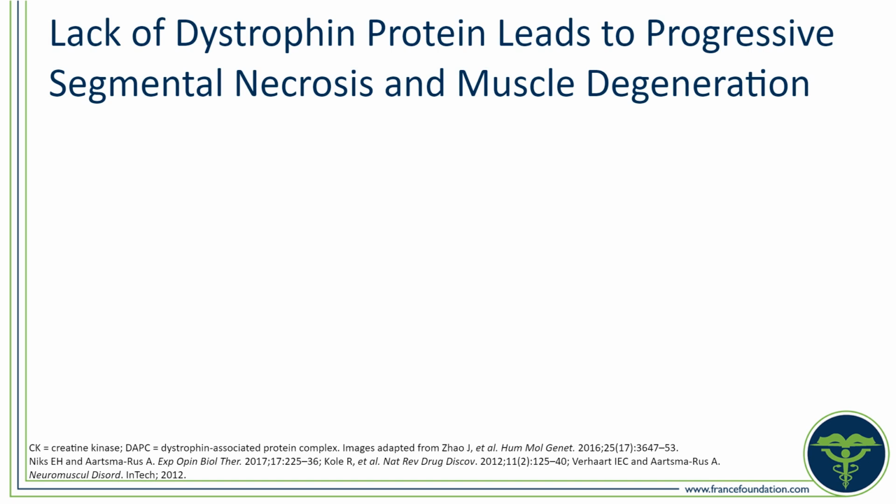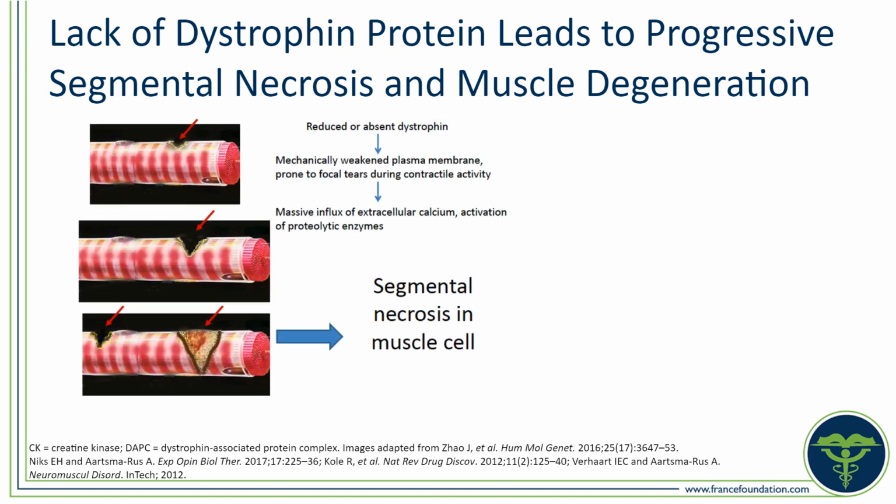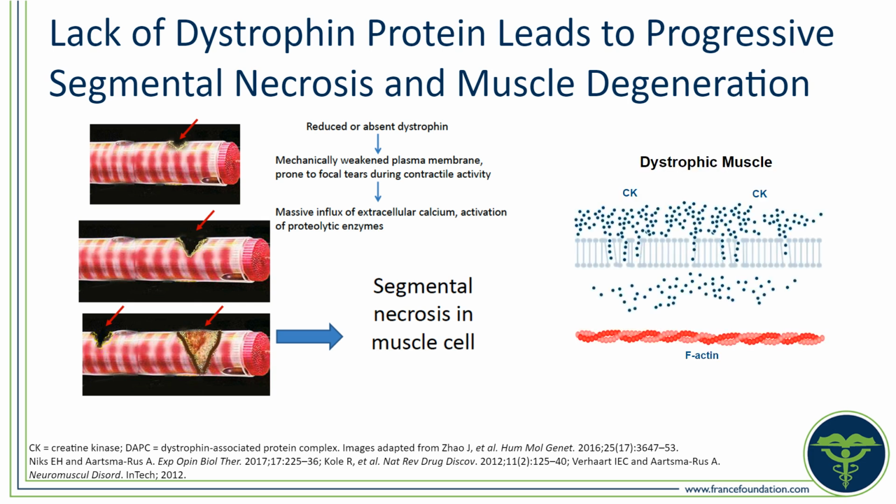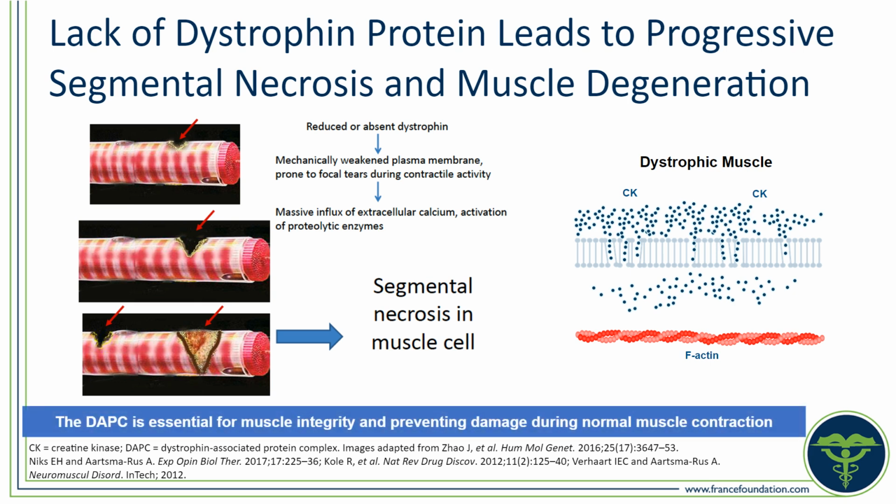Lack of dystrophin, on the other hand, leads to progressive segmental necrosis and muscle degeneration, which is the cause of muscle breakdown in Duchenne muscular dystrophy. So here we see with absent dystrophin, we see a mechanically weakened plasma membrane, which undergoes interval focal tears due to contractile activity, and again, loss of that shock absorber function from dystrophin. With this muscle breakdown, we see an influx of extracellular calcium and eventual segmental necrosis and muscle cell death. On the right here, we see that with this segmental necrosis, we see leaking of creatine kinase into the serum, which again is the measure that is frequently significantly elevated in Duchenne muscular dystrophy.